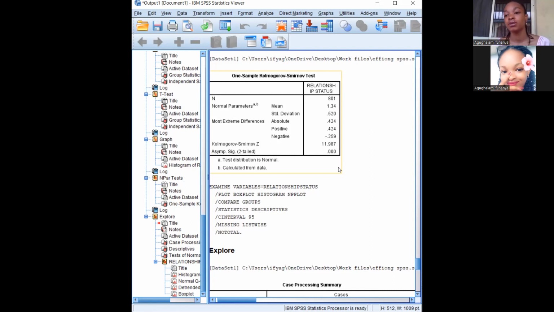If our P value is less than 0.05, it means that the probability that our sample was drawn from normally distributed data is low. So there are large deviations away from normal distribution, and so we reject the null hypothesis and say that our data is not normally distributed. So that is that for Kolmogorov-Smirnov.